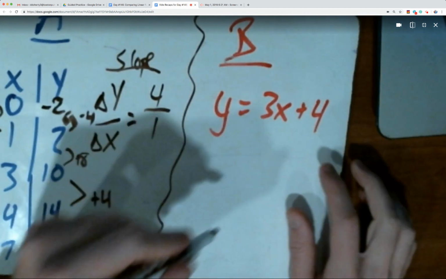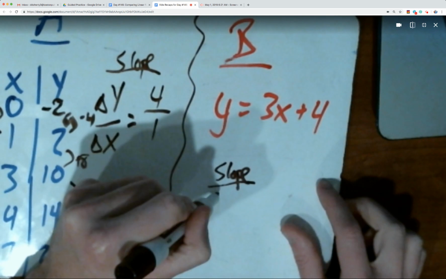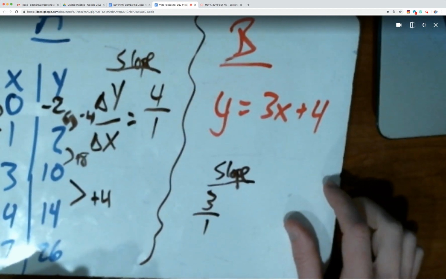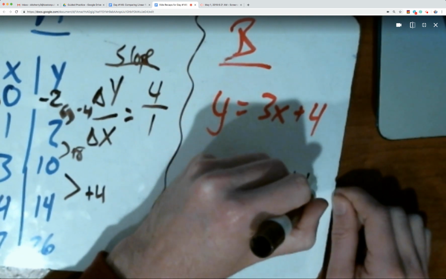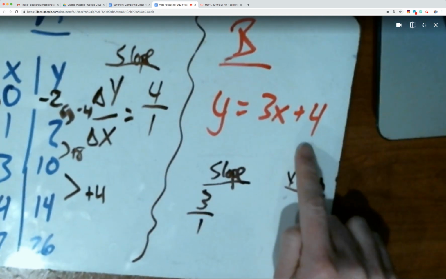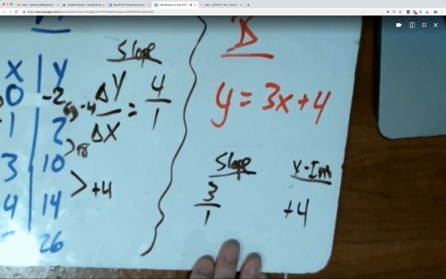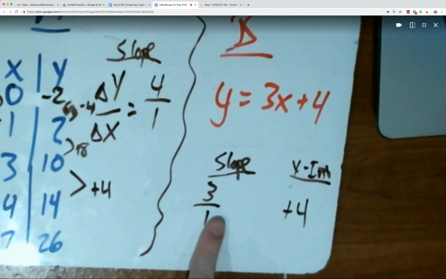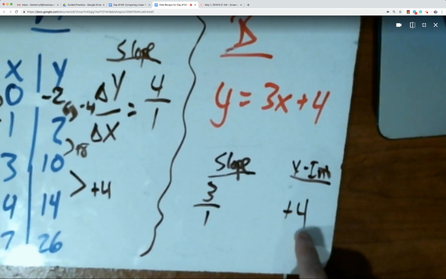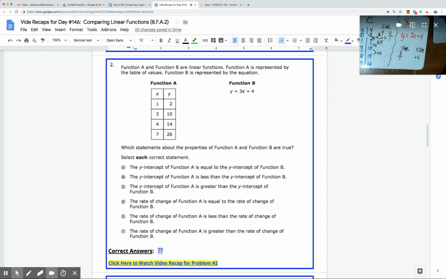When I take a look at function b, the slope, the m, is 3. Every time x increases by 1, y will increase by 3. And then the y-intercept is the plus b here. In this case, it's a positive 4. So at that point, I can see function a's slope is bigger than function b's slope. Function b has a bigger y-intercept, positive 4, than function a, which has -2. So that can help me understand which of the correct answers I want to be picking out.